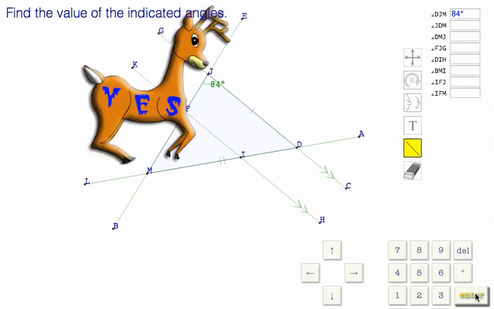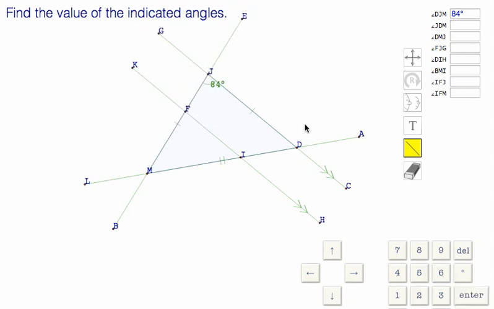And that's how you do a level 3 type question. Have a good day.